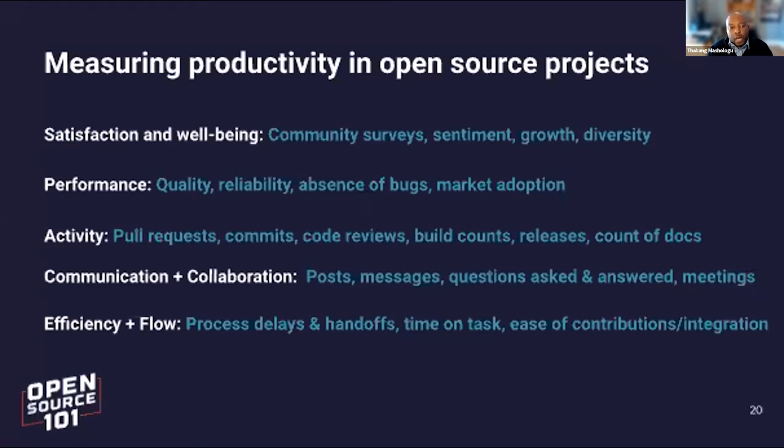So what are some ways that we can measure and improve productivity in open source projects? Well, looking at the SPACE framework and adapting it slightly to the open source world, some examples come to mind, right? And these are just examples, not exhaustive, but hopefully for illustration purposes, they're helpful.